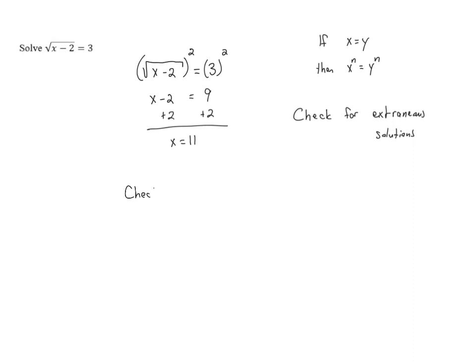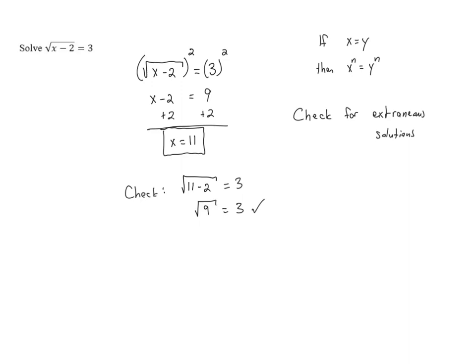So let's check x equals 11. If we substitute that into the original equation, we have the square root of 11 minus 2, because we've got root x minus 2, and x is 11. So the square root of 11 minus 2 equals 3. Now, when we subtract, 11 minus 2 is 9, so we have the square root of 9 equals 3. And this is true, so we know our solution is correct. And that means x equals 11 is our final answer.